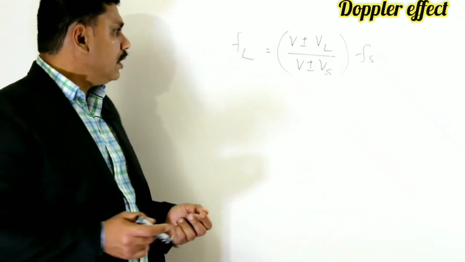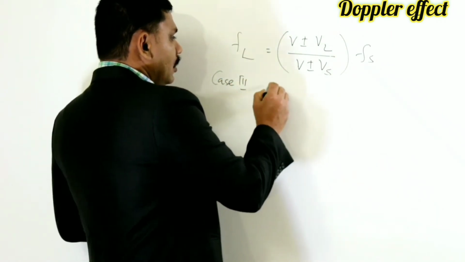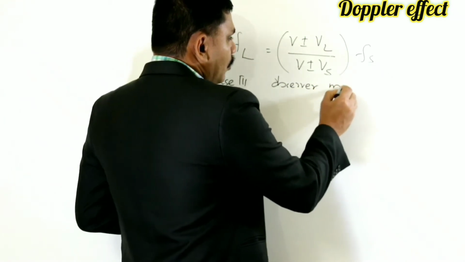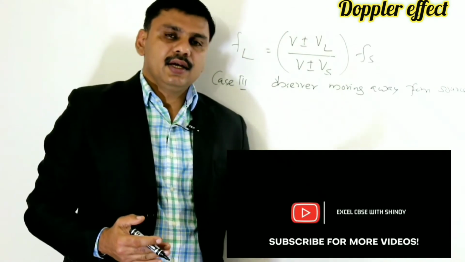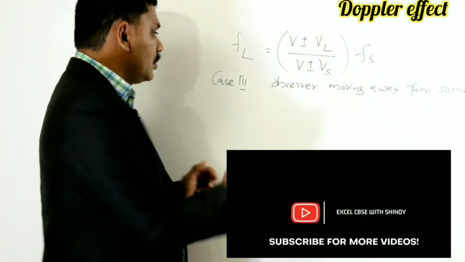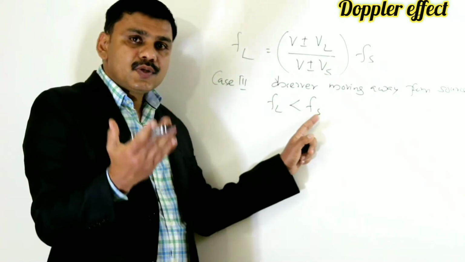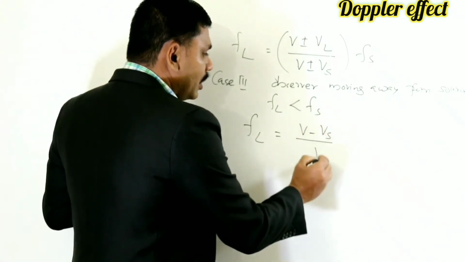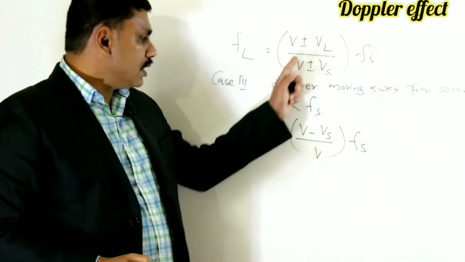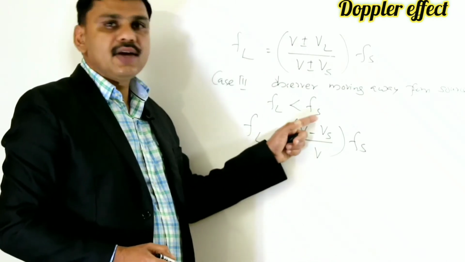Then if the listener is moving away from the source, we can take that as case 3: observer moving away from the source. So what will happen? The frequency heard by the listener will be less than the actual frequency. So FL will be less than Fs. The frequency heard by the listener will be less than the source frequency. So the equation comes FL equal to (V minus VL) divided by V into Fs. The numerator becomes minus. Then only FL will be less than Fs.